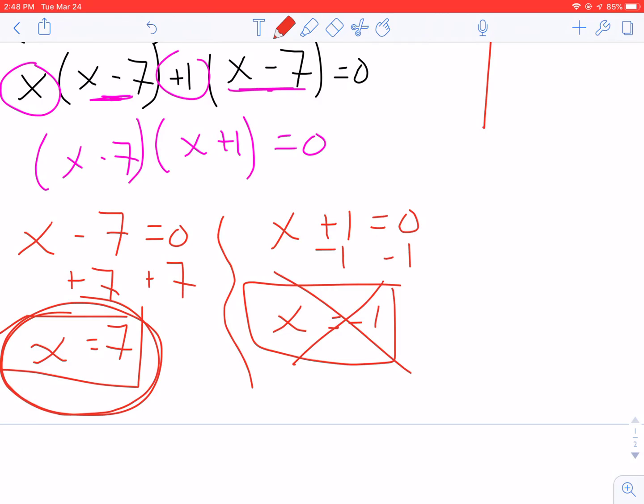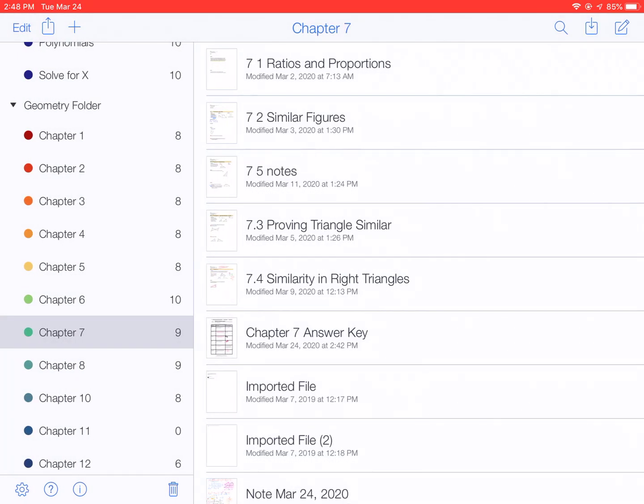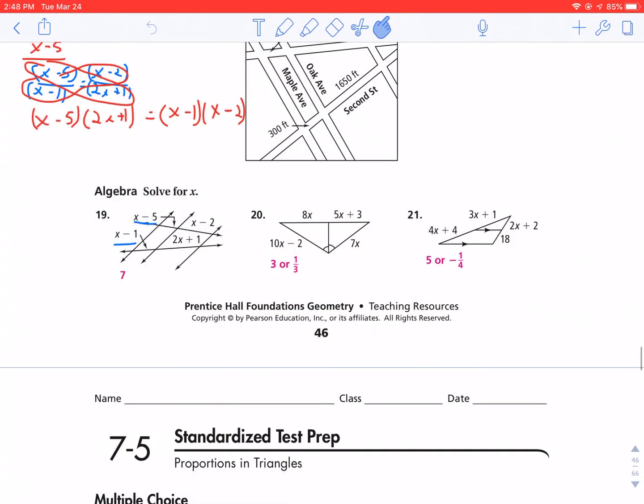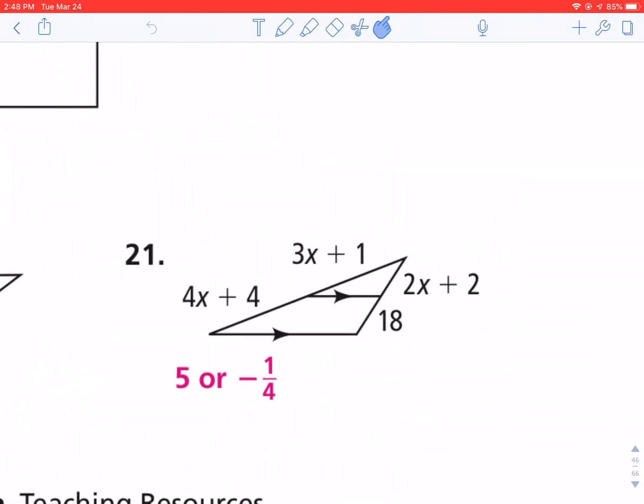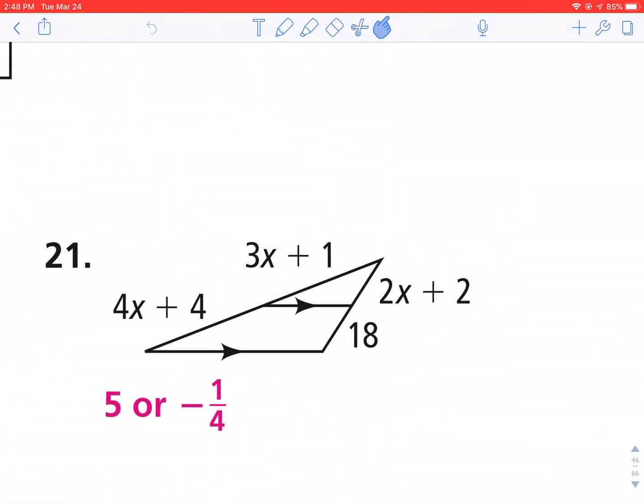Now, your second question, I believe, was number 21. So let's go back to 21 here and take a look at it. Again, it doesn't depend on how you set it up. Just know you can set it up. If you set it up differently than I do, that's fine. I'm going to, again, go top to bottom.